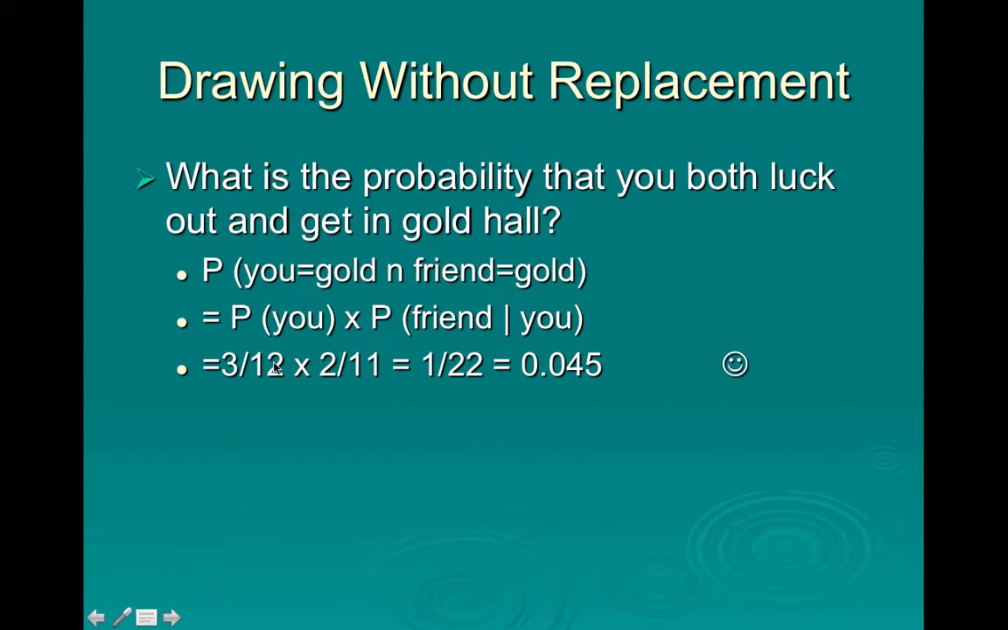There were 12 total spaces, 3 for Gold Hall. Then I multiply that. I already know that you're in Gold Hall, so now there's only 11 spaces available and only 2 in Gold Hall. So then we multiply those and get 1 out of 22, or 4.5%.